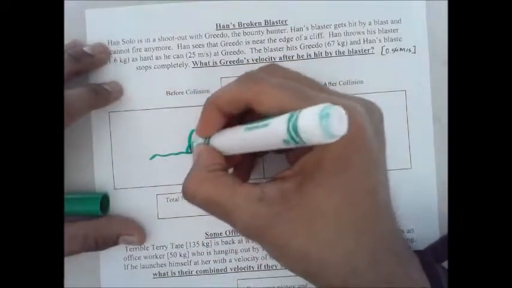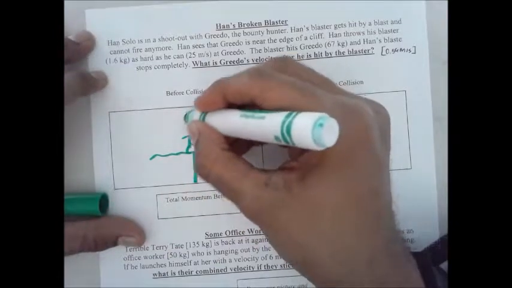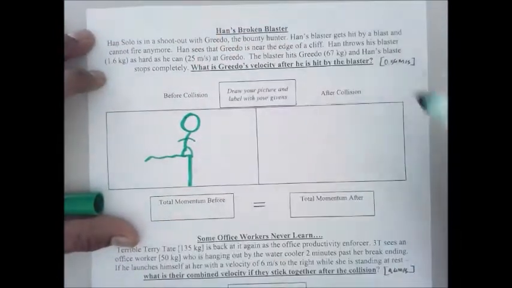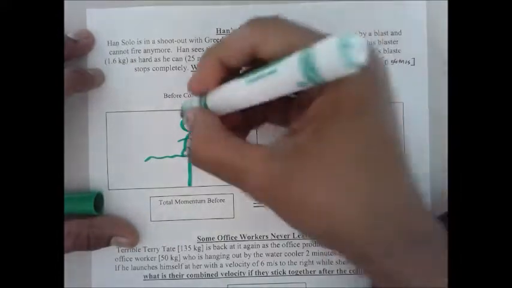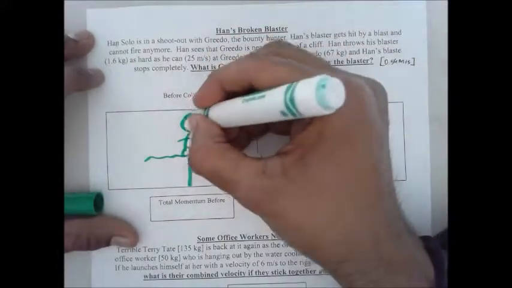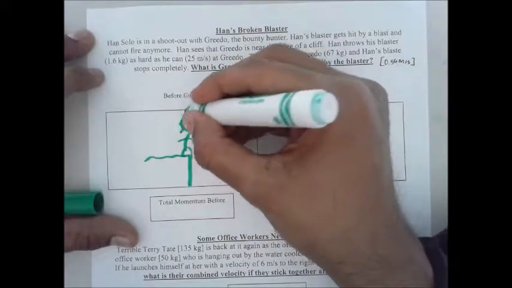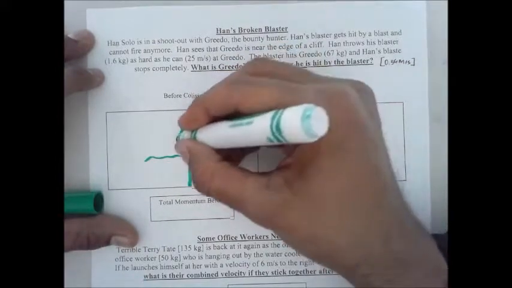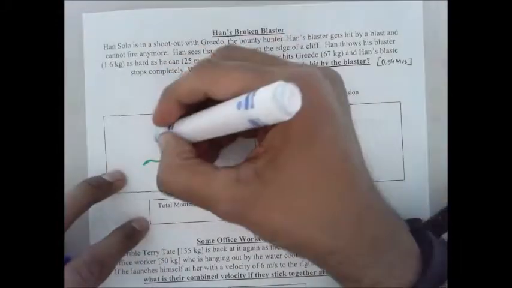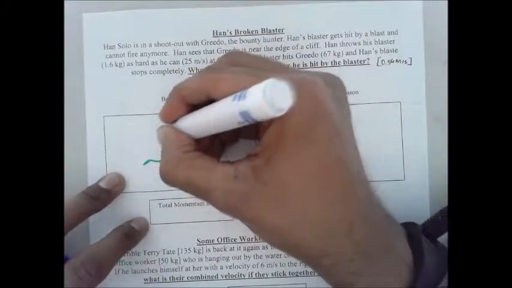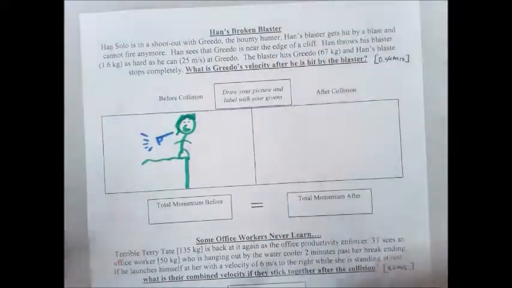Han throws his blaster as hard as he can, 25 meters per second at Greedo. The blaster hits Greedo and Han's blaster stops completely. What is Greedo's velocity after he gets hit by the blaster? Alright, Greedo, the alien, is standing on a cliff, on the edge of a cliff. Han Solo's blaster is coming out of nowhere. It's flying towards him.